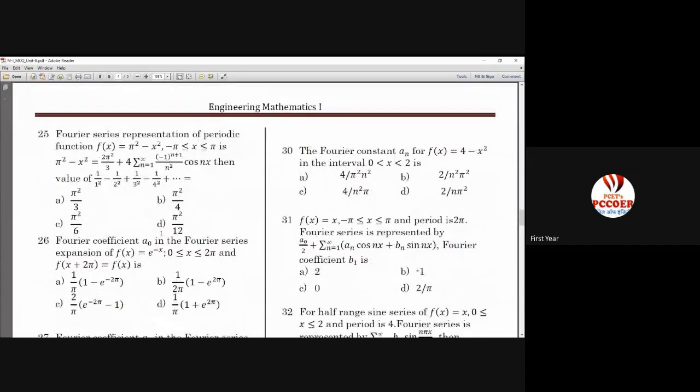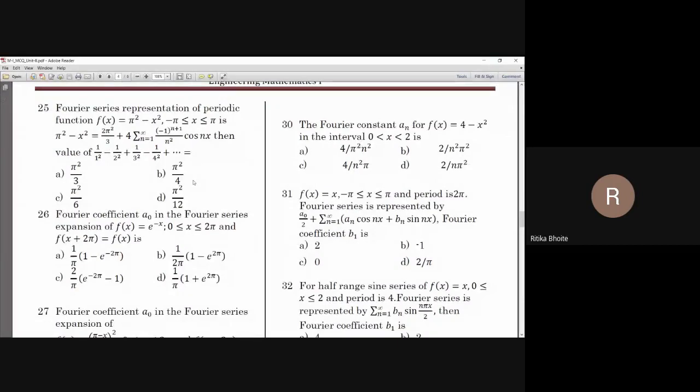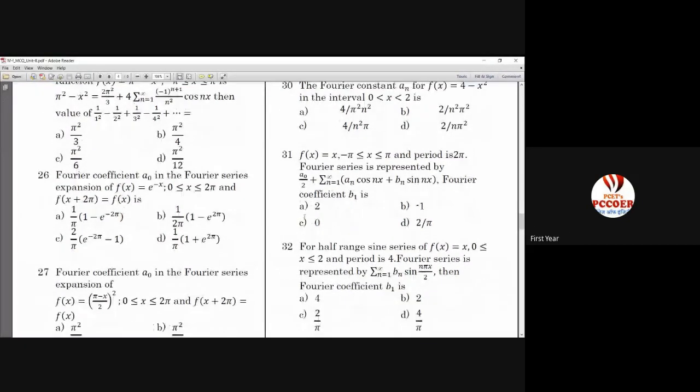For example, question number 25. What are you going to put? The range is minus pi to pi, so you have to put some value of x. X is equal to 0. If you put 0, then what you will get is minus 1 raised to n plus 1 upon n square. So the first term will be positive, and that's what we want. So pi square is equal to 2 pi square by 3, which will go on the other side. Pi square minus 2 pi square by 3 will be pi square by 3, and that is pi square by 12, I suppose. Correct? Yes, ma'am, alternate. Okay, so that's the way you should be solving it.